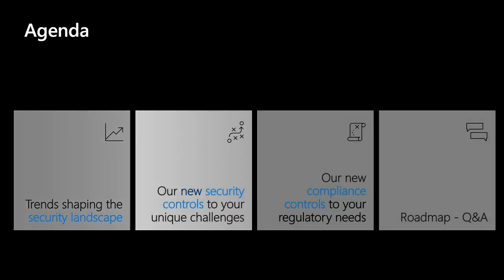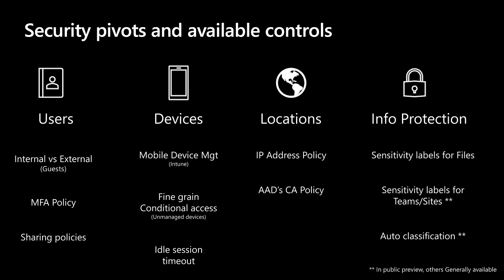What are the security pivots and the controls that we have in SharePoint, OneDrive, and Teams? I would put them in 4 major security pivots. The first one is around users. In this case, both internal or external users, because typically you not only work with your colleagues in your organization, you also collaborate with external users and have them access your corporate data as well.